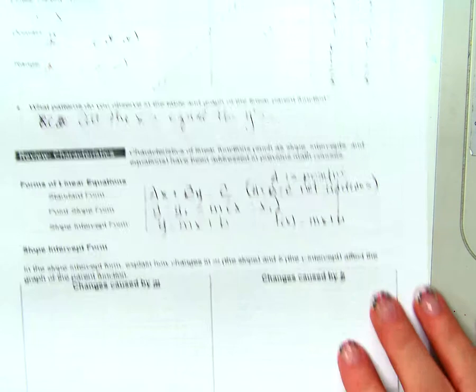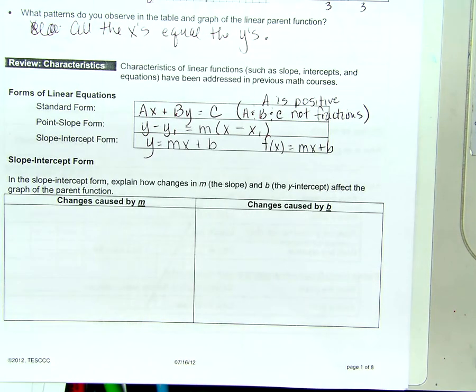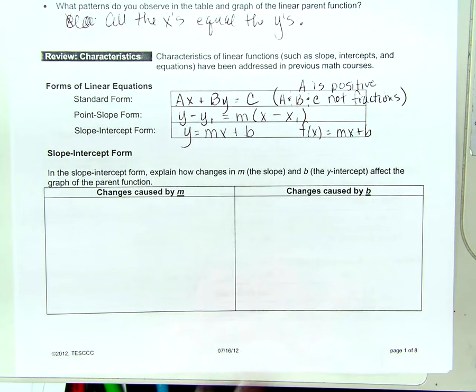Okay. In slope-intercept form, explain how changes in m and b affect the graph of the parent function. You should have absolutely no problem filling this in right now because it was on the video, right? Fill it in real quick, please. It works on every phone that I've tried so far this morning. I'm sorry, I can't do anything about that. That's why we do it at home.